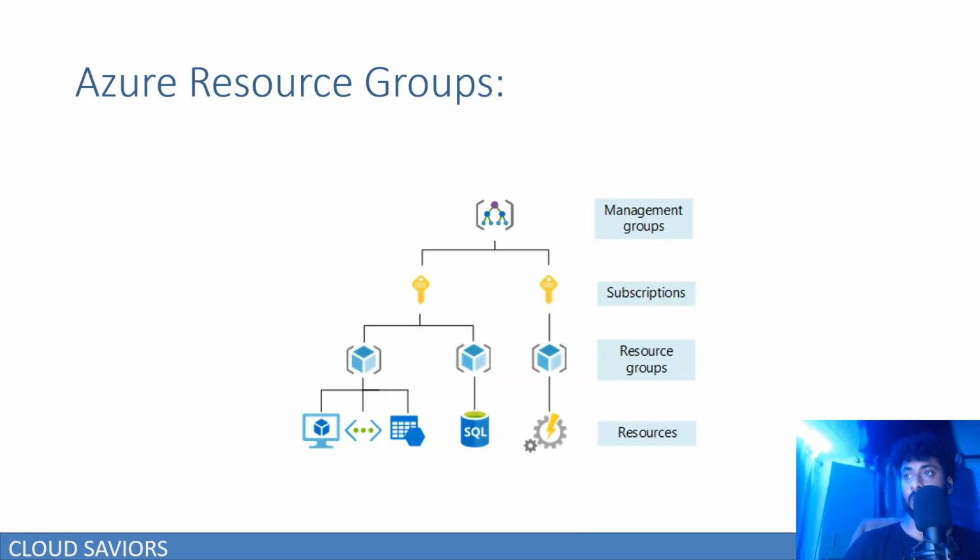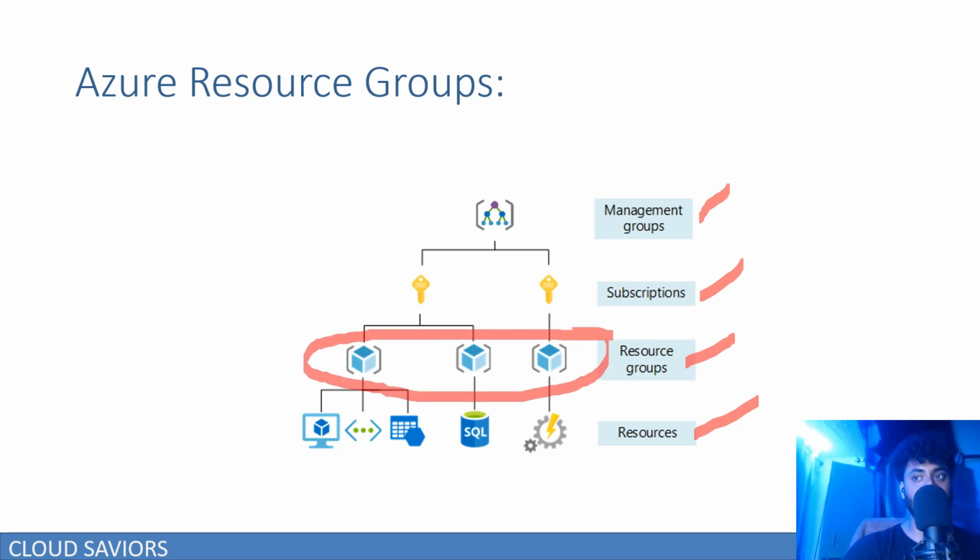Okay, so now we have this final diagram. First we discussed management groups, second subscriptions, then resource groups. Now we are on the resources. After deploying the resource group, you can deploy your actual resources, maybe a virtual machine, virtual network, blob storage, SQL, or automation account.